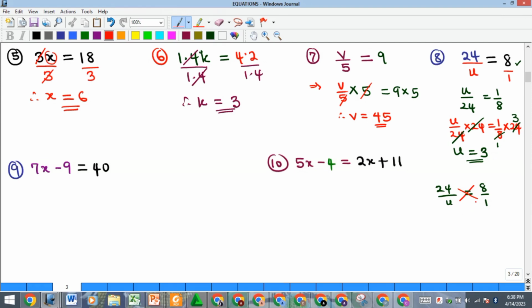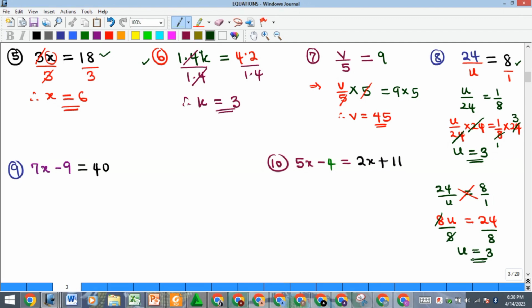And so when my u multiplies 8, I will get 8u, and that is equal to 24 multiplying 1, which is 24. And then at this point, I can now apply the method in 6 and 5. That's division. So I can now divide both sides by 8, and so this will cancel this, and my u will now be equal to 3. There are two methods you can use here to actually get your solution for this problem.